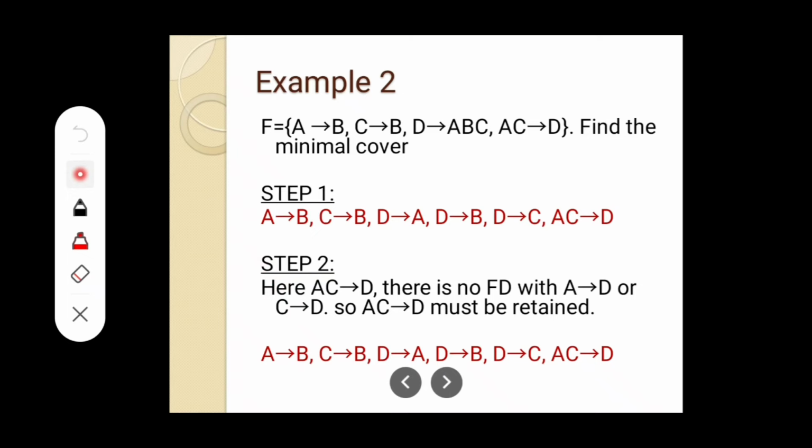What is step 2? In step 2, we have to check whether any multiple attributes are available in the LHS. Is there any multiple attribute available in the LHS? Here it is not available, here no, here no, here no. Yes, here it is there. In AC determines D, we have multiple attributes in the LHS. So we need to check whether AC is determining D. So you just need to check whether A is determining D.